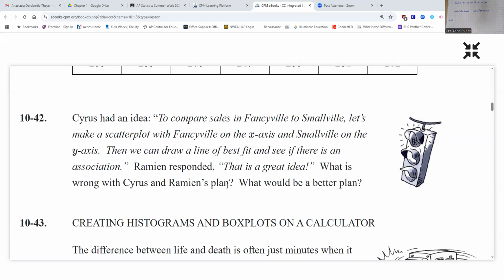What is wrong with Cyrus and Ramian's plan? What would be a better plan? So the clue to this column, unfortunately, is in the title of the next one. They want to draw a scatter plot. Do you know what a scatter plot is? Like the dots? Okay. Dots are not a great option for this because you could not see outliers and things like that. But what would be a better plan? A histogram box plot. Okay, so that's what we're going to work on after this. It's called a combination histogram box plot.